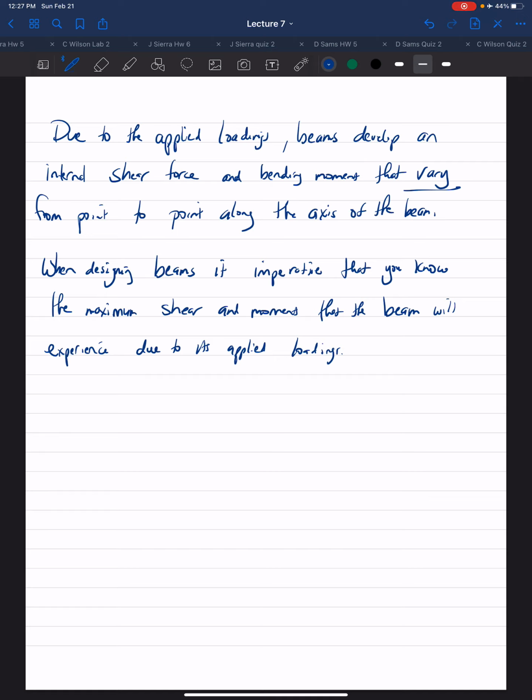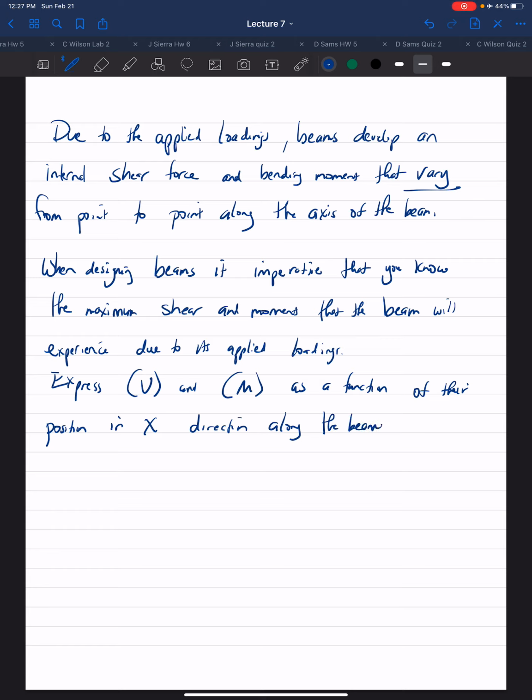A way of doing this is to express the shear force V and bending moment M as a function of their position in the x direction along the beam's axis, and typically from left to right.